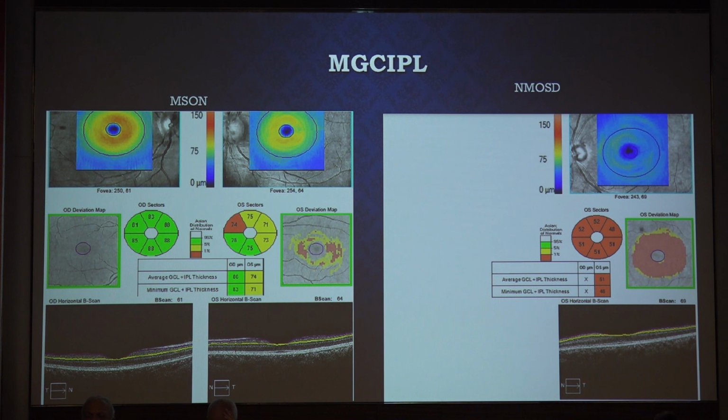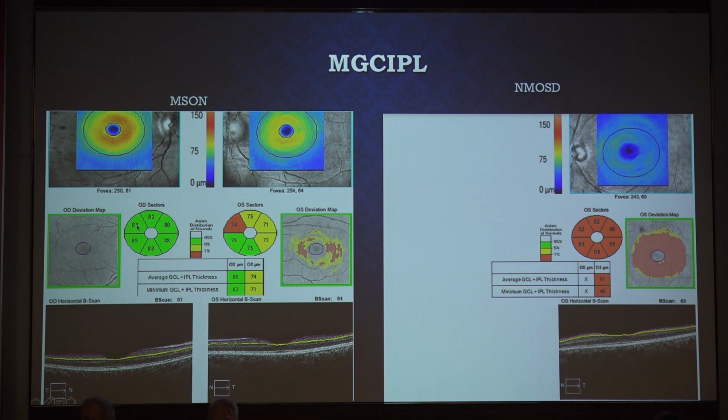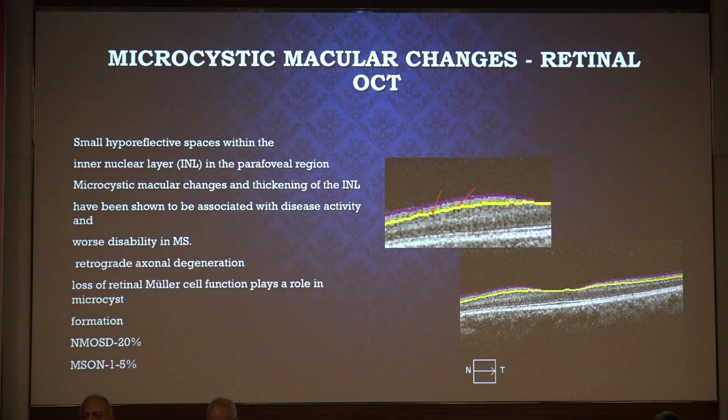The same two patients. Multiple sclerosis, right eye. I said nothing will happen within 2 weeks, so there is nothing happening in the GCC averages in the right eye. But in the left eye, where there was only one quadrant involved in the RNFL, here you can see a lot of thinning occurring in the GCC. And in NMO spectrum, it's all around red. Severe thinning is seen. Another feature is microcystic macular changes. When the optic neuritis is very severe, that is 20% of cases with NMO spectrum disorder and 1 to 5% of cases of MS optic neuritis, you see small hyporeflective spaces in the inner nuclear layer, and it occurs because of the loss of retinal Muller cell function.